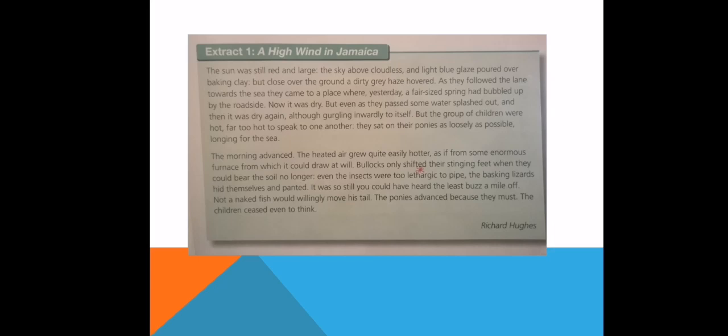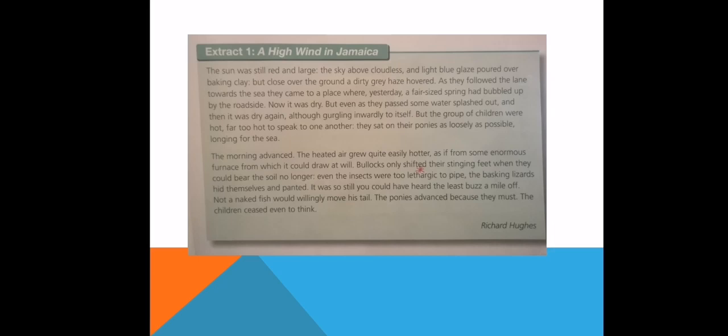And what they mean by this dirty gray haze is there's a bit of dust that's kicking up, like a kataha, if you know what that means. So there's a bit of dust in the air. As they followed the lane towards the sea, they came to a place where yesterday a fair-sized spring had bubbled up by the roadside. So there was a little spring by the roadside.